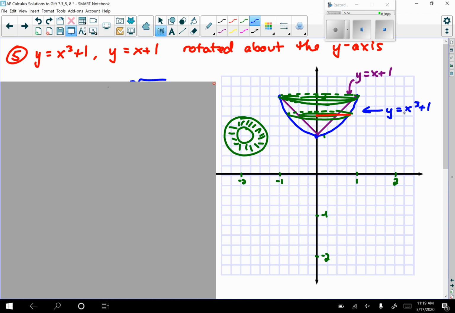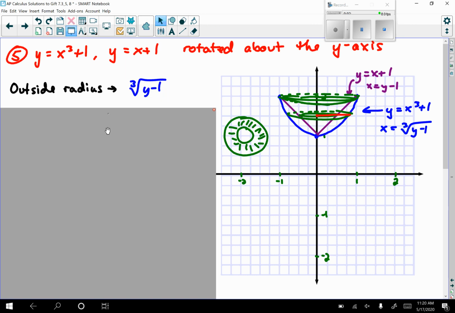So for y equals x cubed plus 1, I solve for x. I get y minus 1, and then I take the cube root of it. So x is going to equal the cube root of y minus 1. And then the other curve is just going to be x equals y minus 1. Those are the two expressions I need to substitute in. So my outer radius is really the x value I reach, and x is equal to the cube root of y minus 1. That is the length of my outside radius, the longer radius.